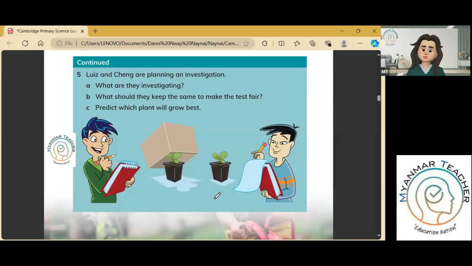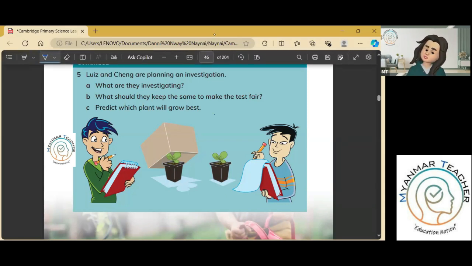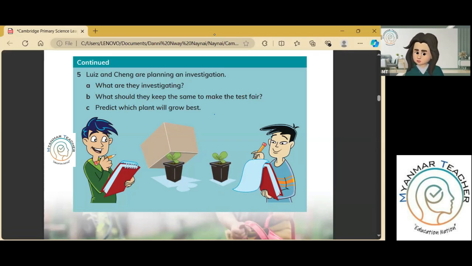Continued. Number 5. Luz and Chen are planning an investigation. Number A, what are they investigating? I'm gonna give you 5 seconds to figure it out. By looking at this picture, you're going to see. The answer is whether plants can grow in the dark without light. Number B, I'm gonna give you 3 seconds. The question is, what should they keep the same to make it a fair test? They should keep the water, temperature, plant pot, and soil the same to make it a fair test.